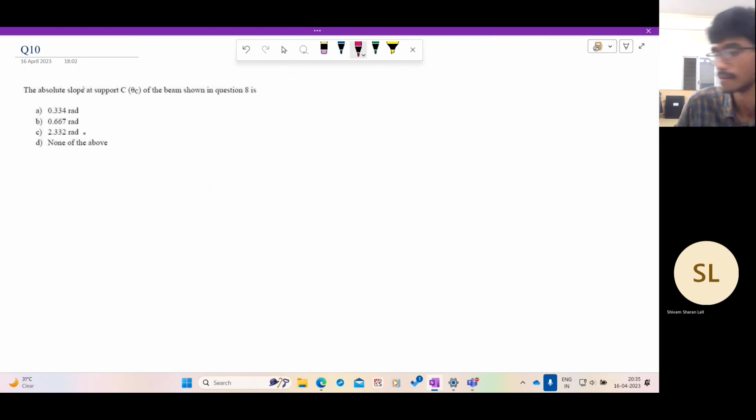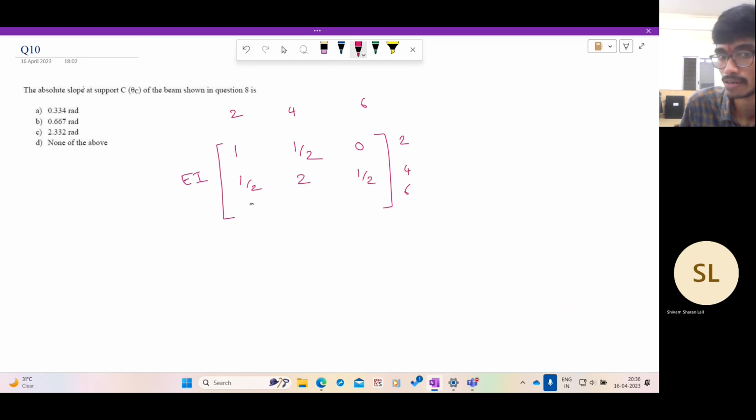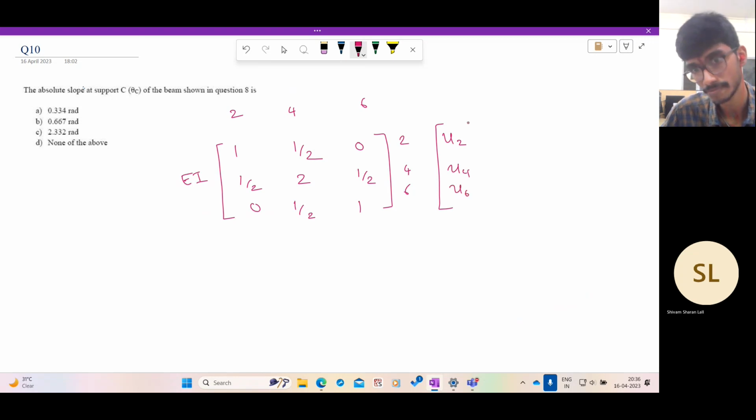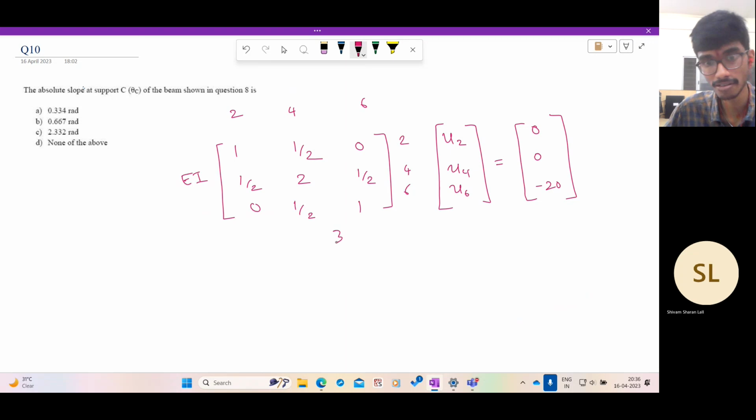So the reduced system is, we only want rows and columns 2, 4, 6. So if you see, it is 1, 1 by 2, 0. You have an EI everywhere. 1 by 2, 2, 1 by 2, 0, 1 by 2, 1. What is it multiplied with? It is multiplied with U2, U4, U6. These are non-zero values. These are actually the slopes. It is equal to 0, 0. So it's a 3x3 system of equations.